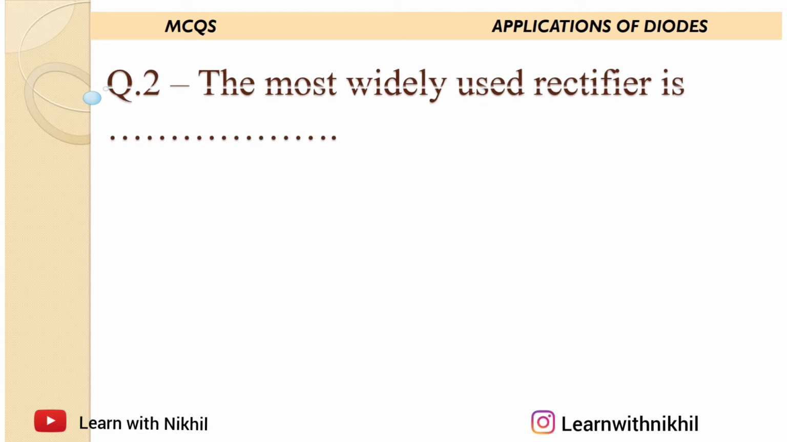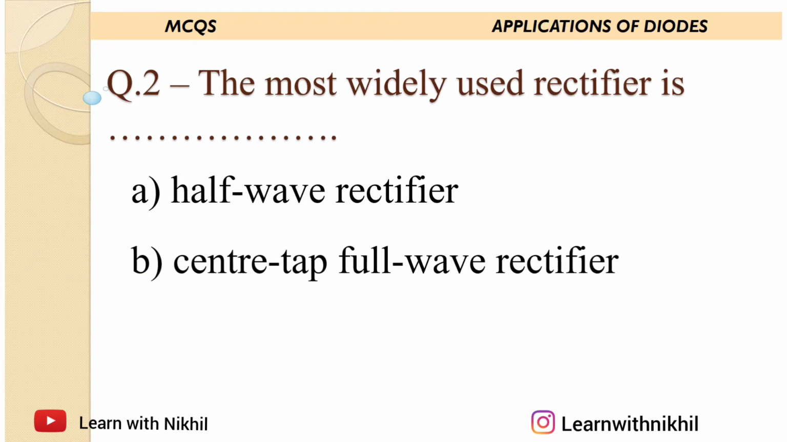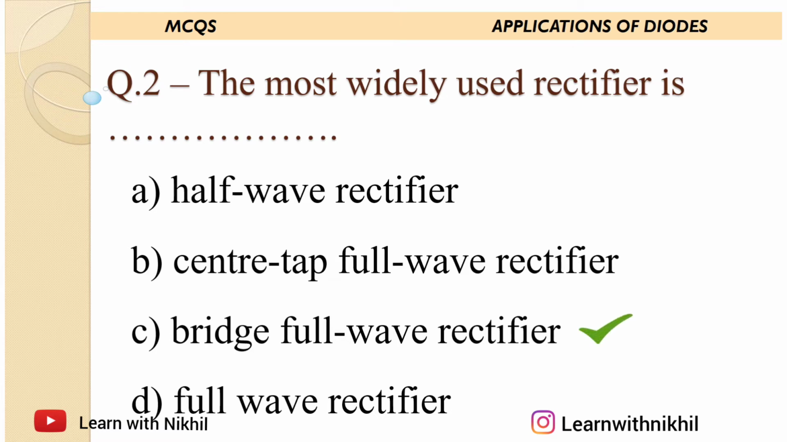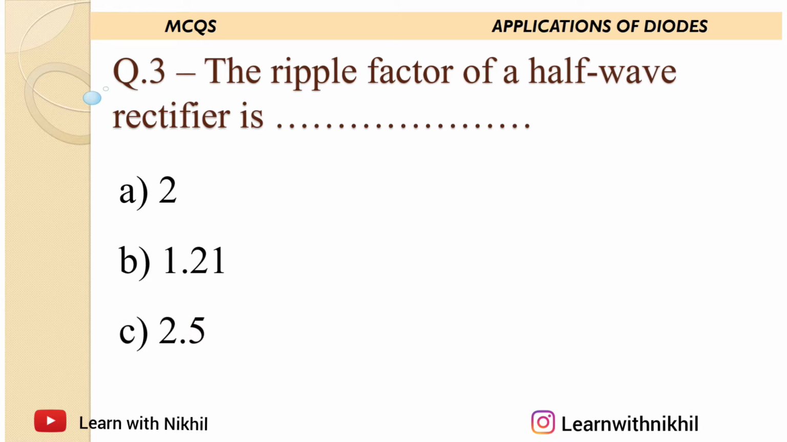Next question. The most widely used rectifier is A. Half wave rectifier, B. Center tapped full wave rectifier, C. Bridge full wave rectifier or D. Full wave rectifier. And the right answer is bridge full wave rectifier. Next question. The ripple factor of a half wave rectifier is A. 2, B. 1.21, C. 2.5 or D. 0.48, and the right answer is 1.21.